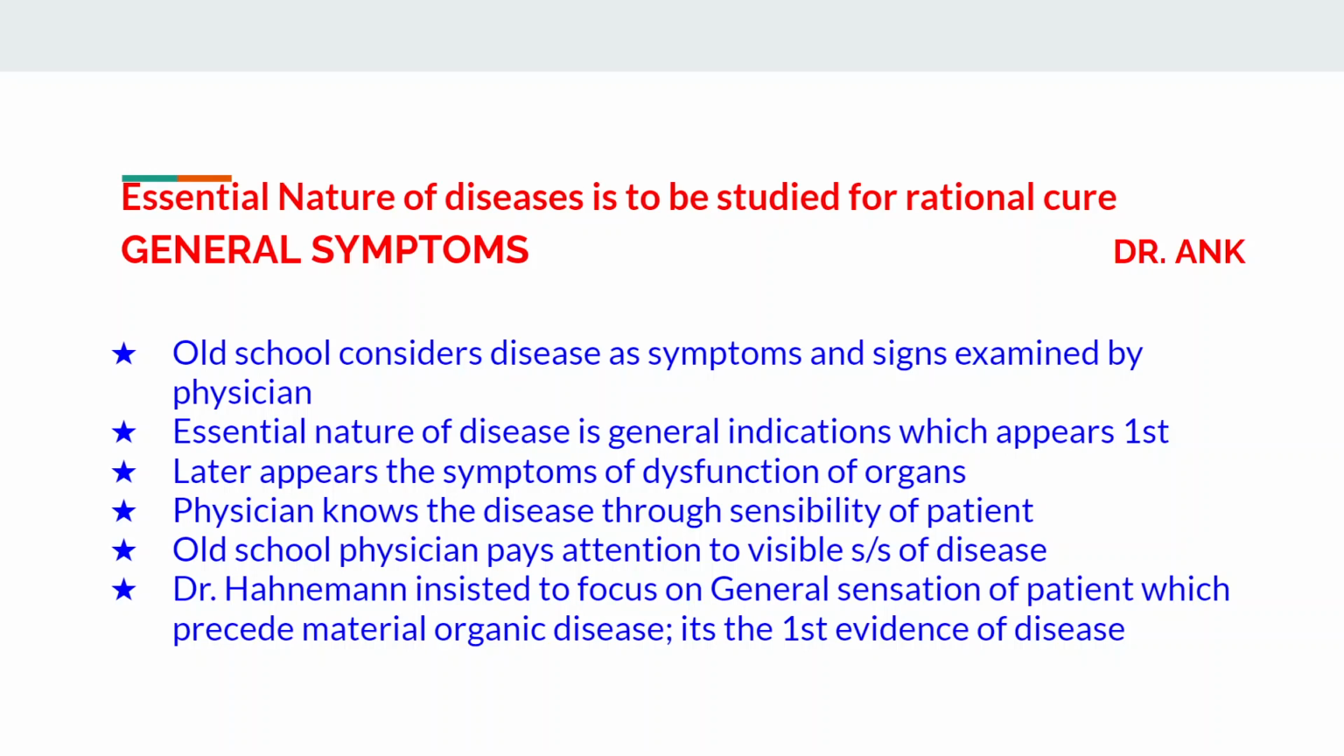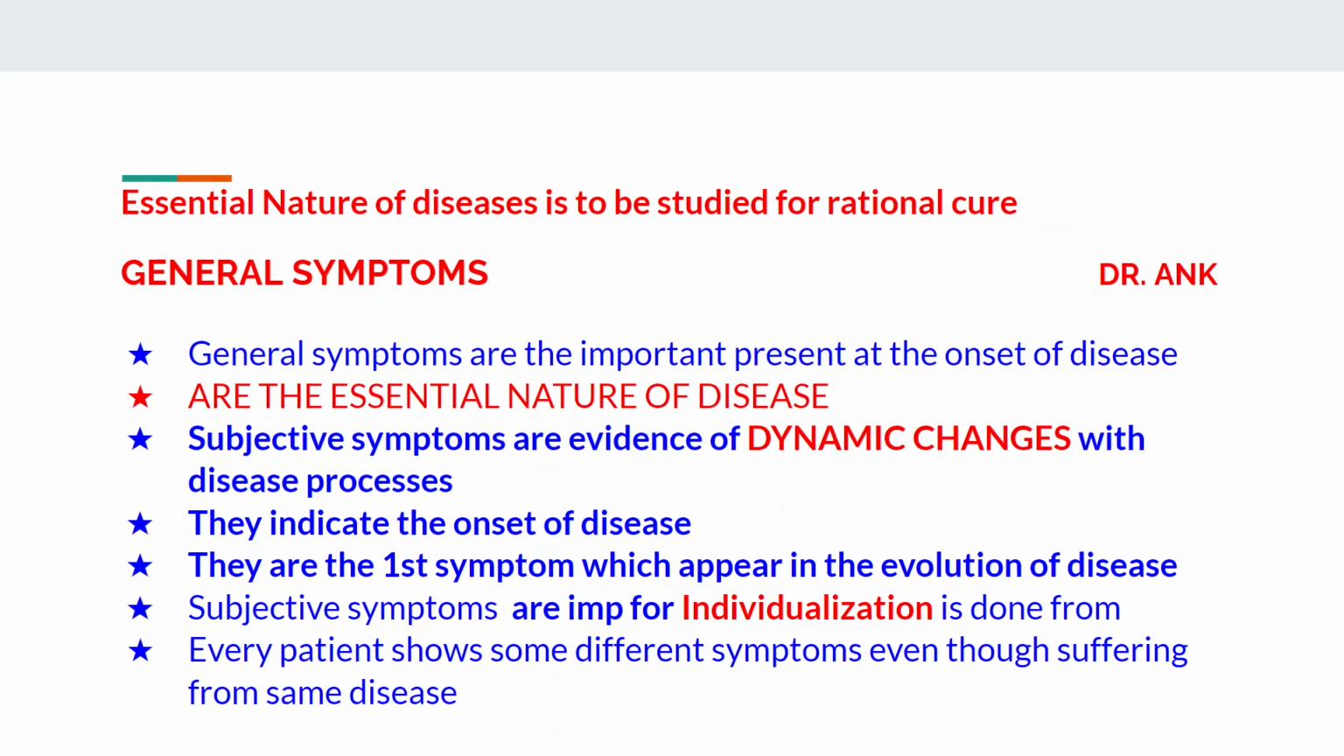So during evolution, the first affected are the general sensations and functions. This is the first evidence of disease. General symptoms are present at the onset of disease and they are the essential nature of disease. Subjective symptoms are evidence of dynamic changes with the disease process. So this is very important.